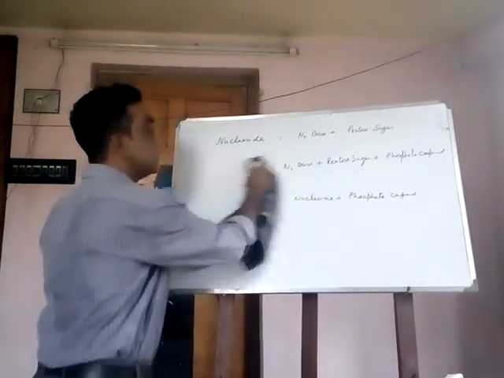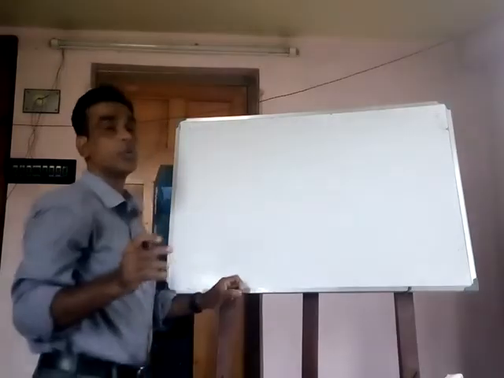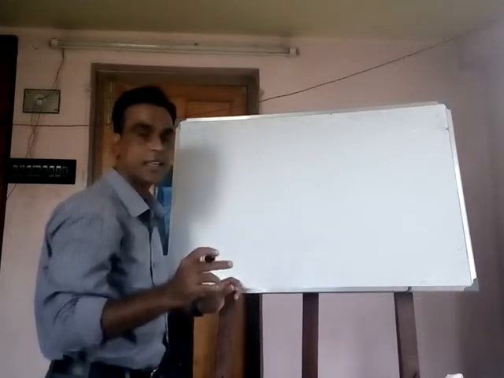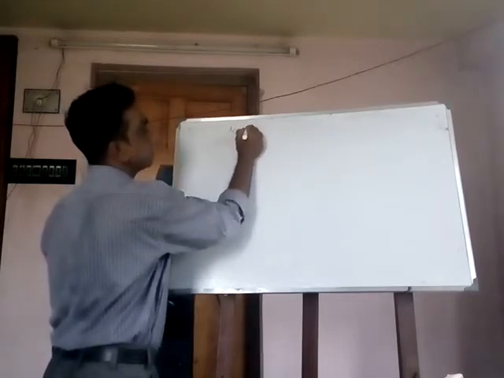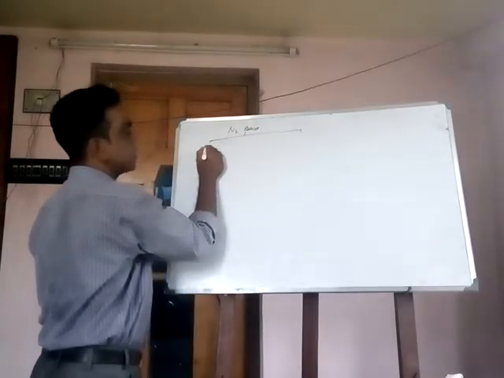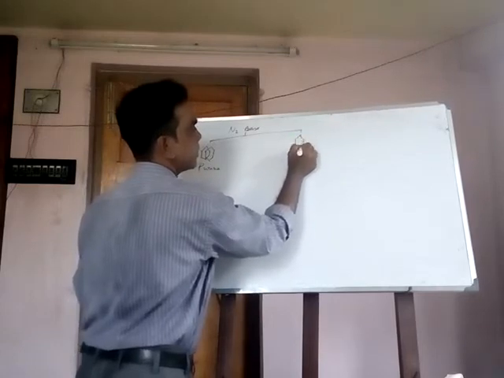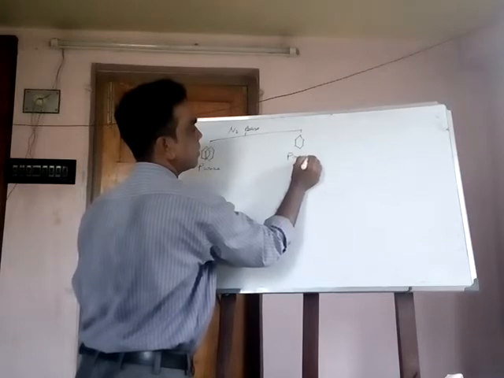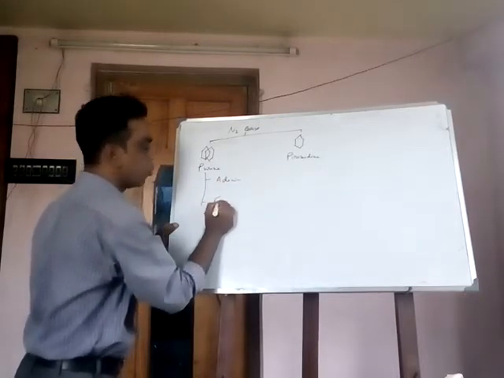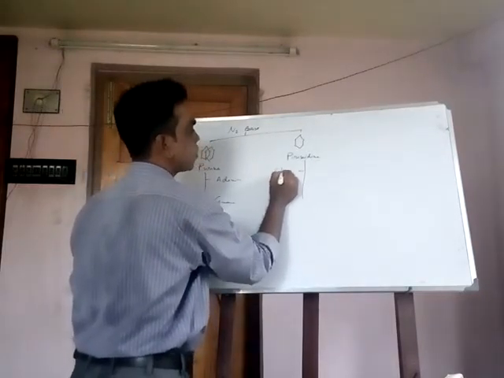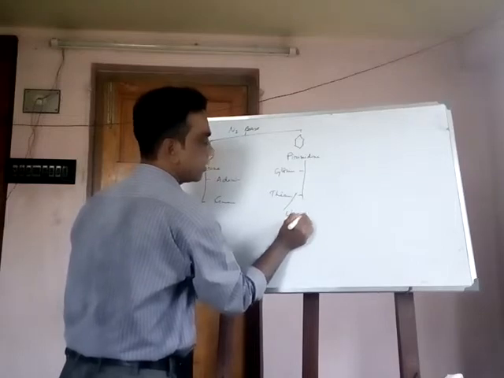Now the pentose sugar and nitrogen base, when added with phosphoric acid, produce the nucleic acid, that is adenosine. Nitrogen base is of two types: one is double ring, called purine, and the single ring is called pyrimidine. Purine is of two types, adenine and guanine, and pyrimidine is of two types, cytosine and thymine. Another is uracil, found in RNA.